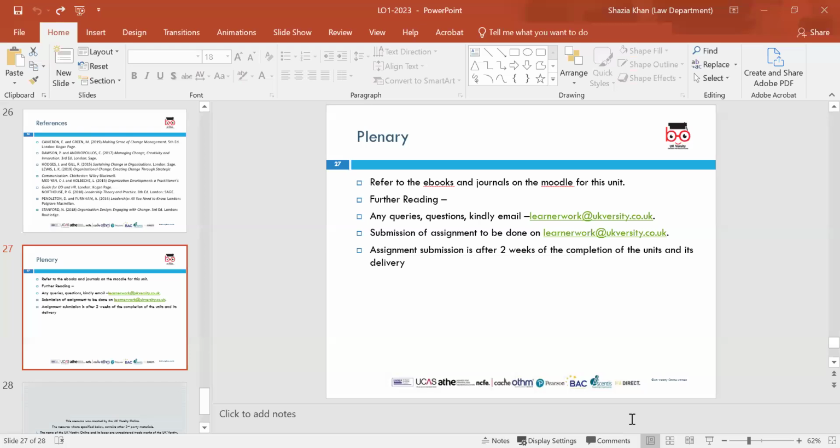And if you have any questions or anything, email learnerwork@ukvarsity.co.uk. Submission of the assignment will be discussed later on, is through learnerwork@ukvarsity.co.uk, and it's 2 weeks after we finish the unit. We finished learning outcome 1 now. The next learning outcome is tomorrow. We'll be doing it at 9:30, and it's learning outcome 2.